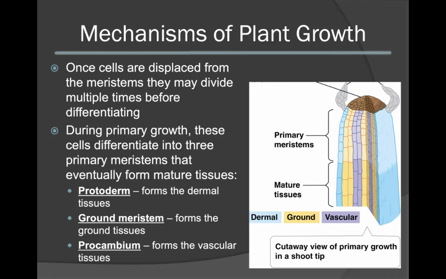The protoderm will eventually form the dermal tissue. The ground meristem will eventually form the ground tissues, and the procambium eventually forms the vascular tissues. Please take a look to the image to the right to note the difference between these different primary growth tissues as well as their location. Note the differentiation as they mature into the dermal, ground, and vascular tissue.